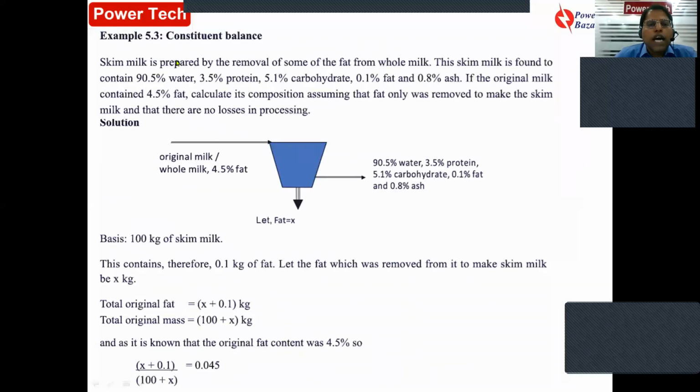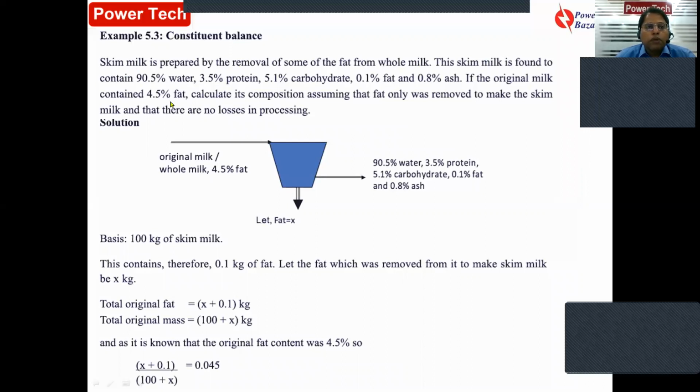Now come to the third example, constituent balance. Skim milk is basically where fat is not there, and whole milk is basically where the fat is there. Fat is removed from whole milk to produce skim milk. So skim milk is prepared by removal of some of the fat from whole milk.